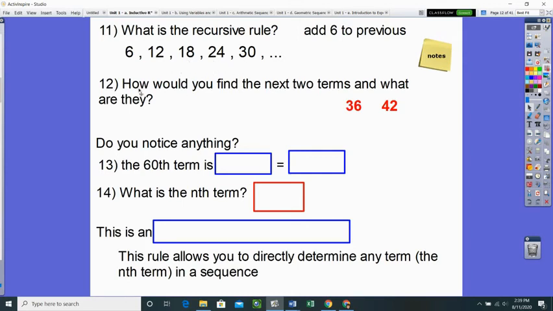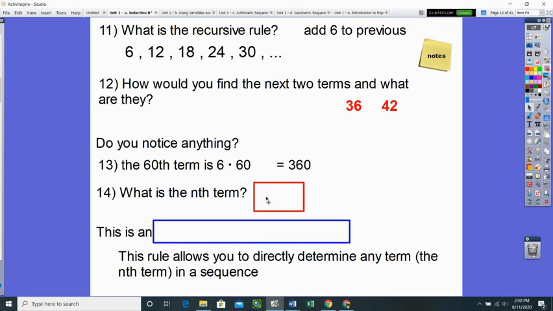Do you notice anything about each term? Can you tell me what the 60th term is? So I'm going to let you pause and think about that and come back when you're ready to go. So the 60th term, did you notice it would just be 6 times 60? Because the first term is 6 times 1. The second term is 6 times 2. The third term is 6 times 3. So if I just take 6 times 60, I would get out to this 60th term without having to keep adding 6 over and over.